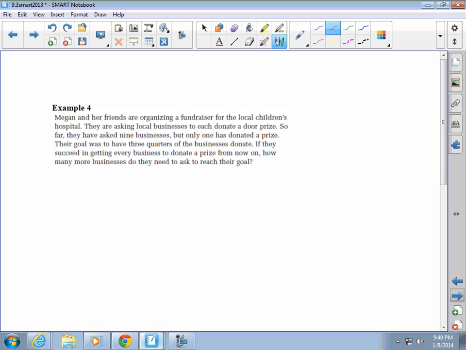Example 4 says, Megan and her friends are organizing a fundraiser for the local children's hospital. They are asking local businesses to each donate a door prize. So far they have asked 9 businesses, but only 1 has donated a prize. Their goal was to have 3/4 of the businesses donate. If they succeed in getting every business to donate a prize from now on, how many more businesses do they need to ask to reach their goal?